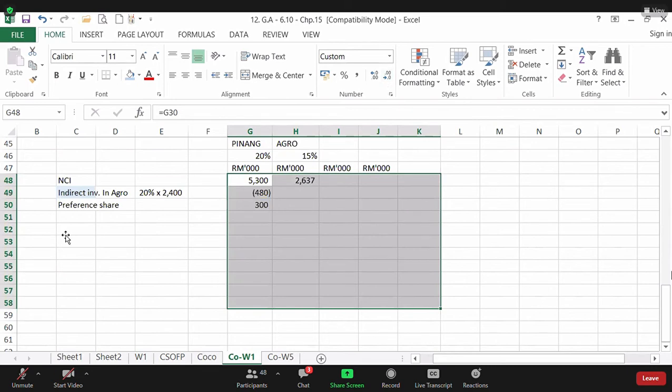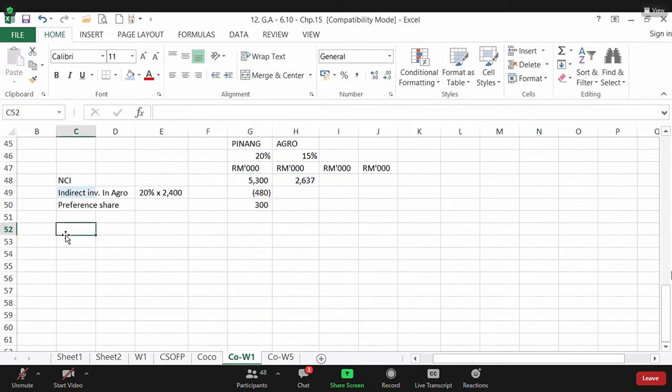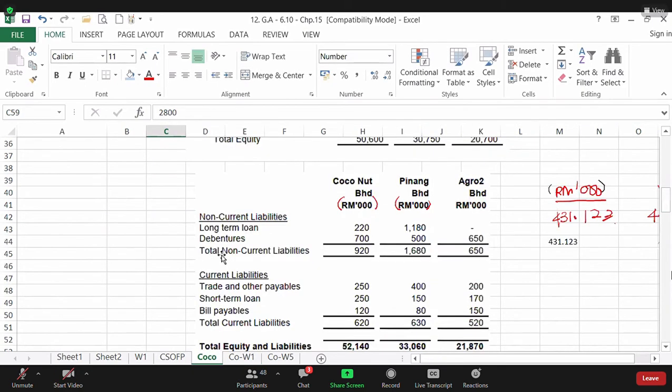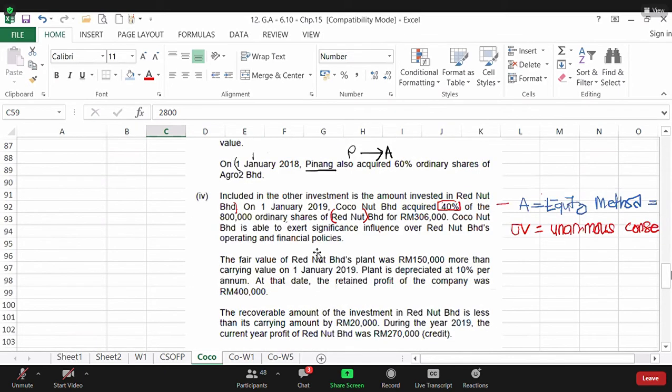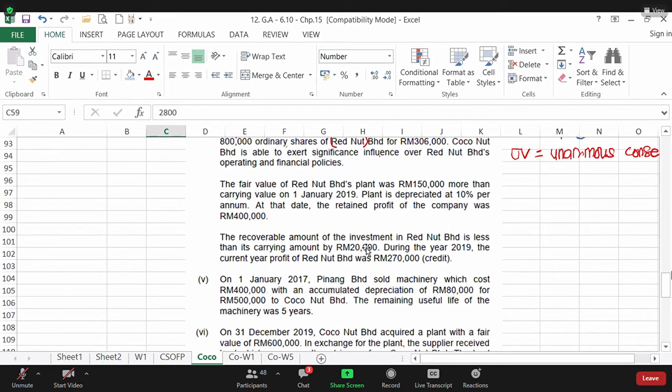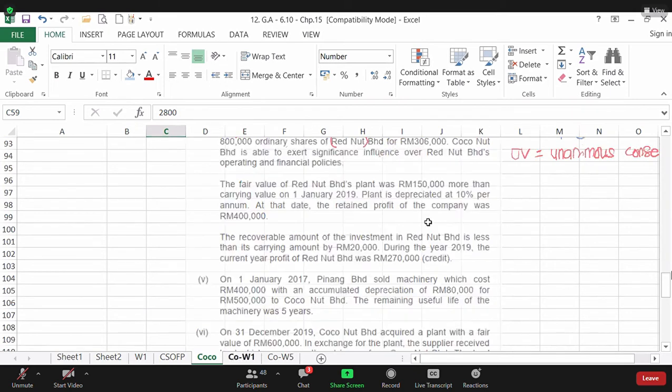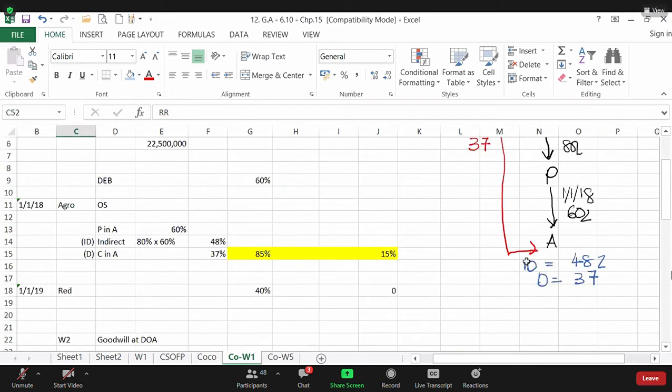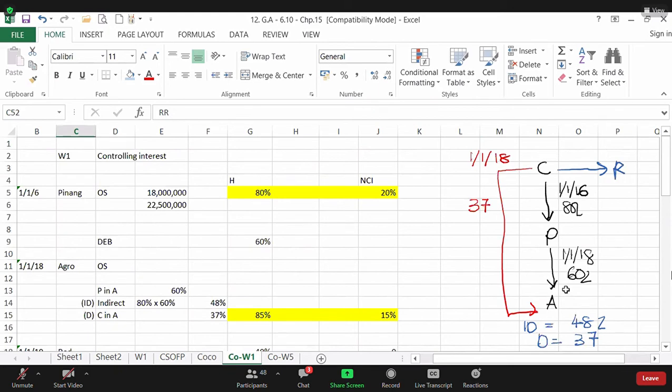So allow me to settle the reserve first. RR. Okay, do we have any RR? We don't have any RR. I don't see any RR here. It's not affected. So for RR, I start from the bottom. I told you already the tip to make sure that your working is organized. You start from the bottom and then you go up.